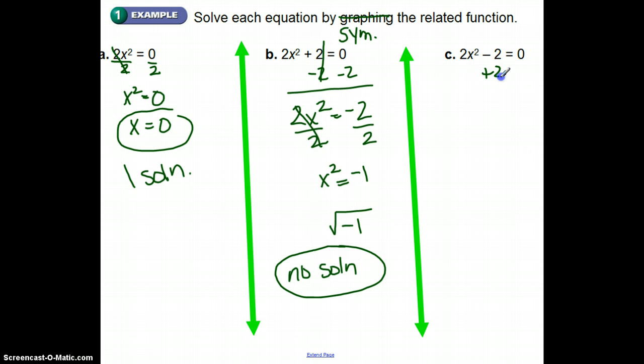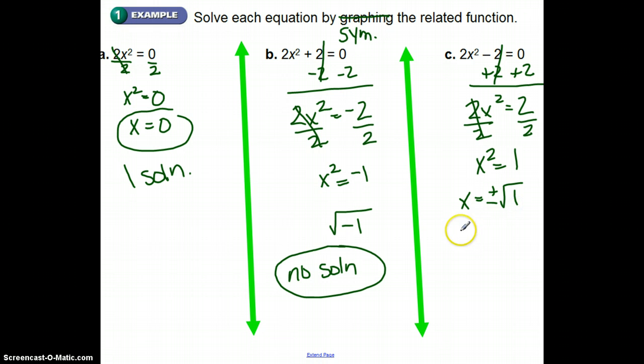Now in this one, I'm going to add 2. So 2x squared equals 2. Divide both sides by 2. So x squared equals 1. So x equals plus or minus the square root of 1. So x equals plus or minus 1. Now this is a perfect example of where two solutions happen, because it's both positive 1 and negative 1. I'm just pointing that out so you have some idea of what's going on.